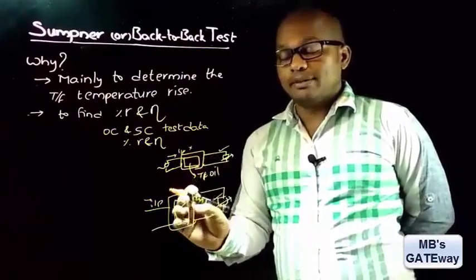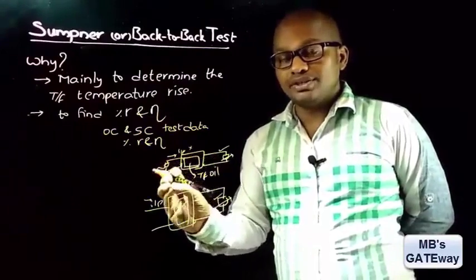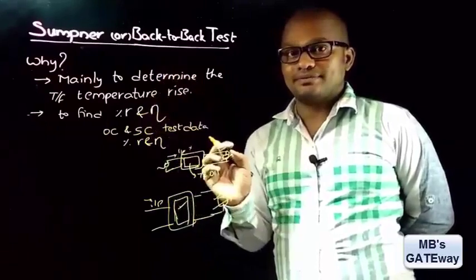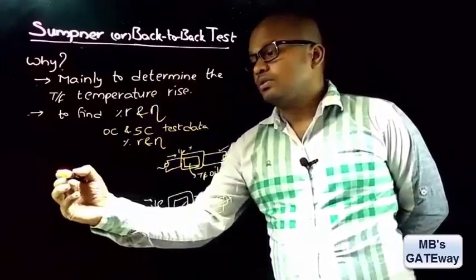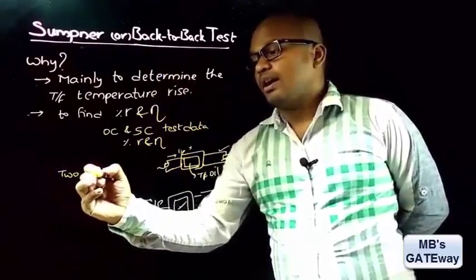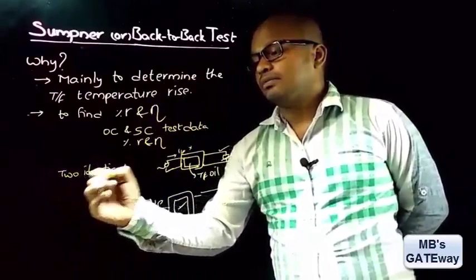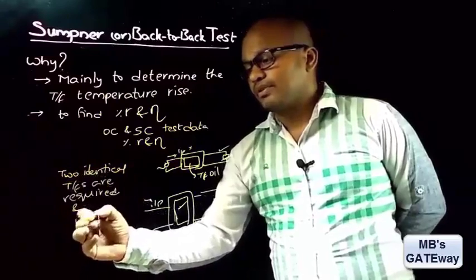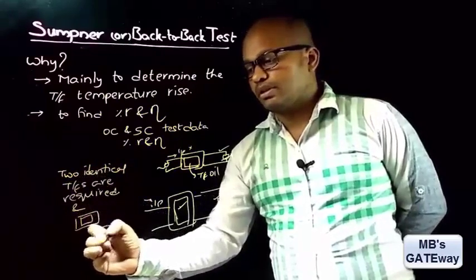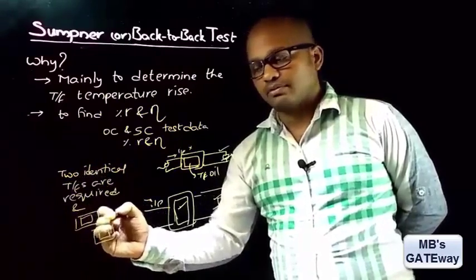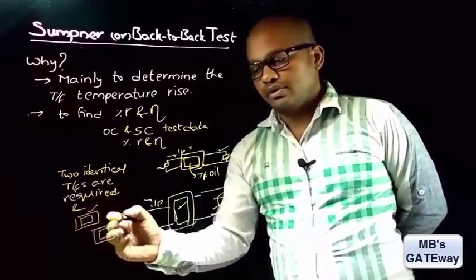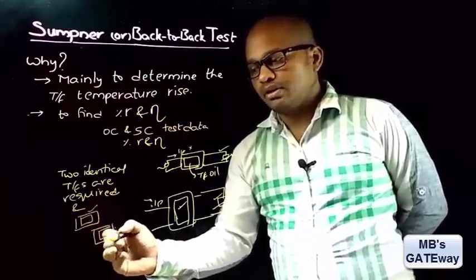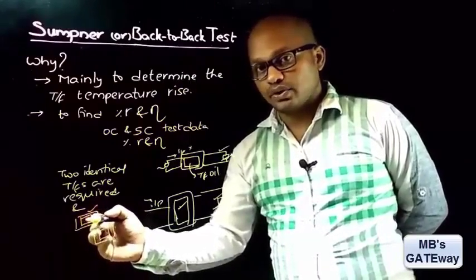So to determine the temperature rise in a transformer without wasting a large amount of power, we go for Sumpner's test, in which two identical transformers are required. If this is one transformer and this is the second transformer, this transformer will act as load for this one, and this transformer will act as load for that one.